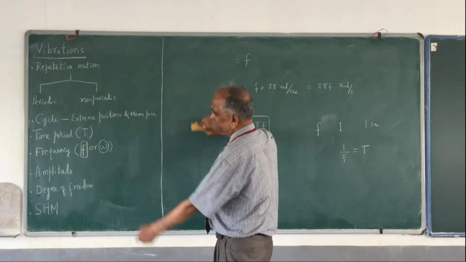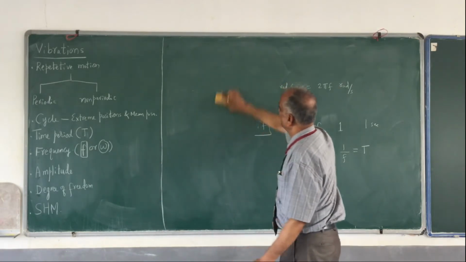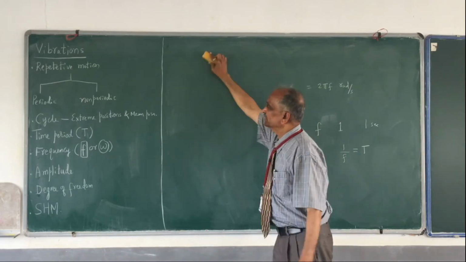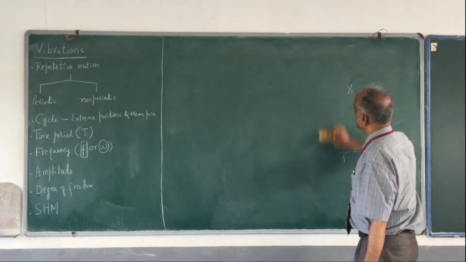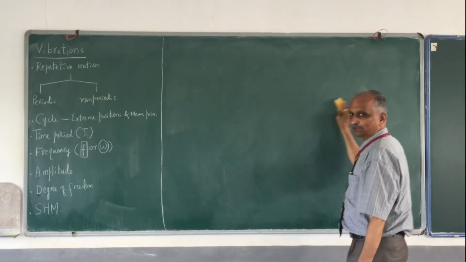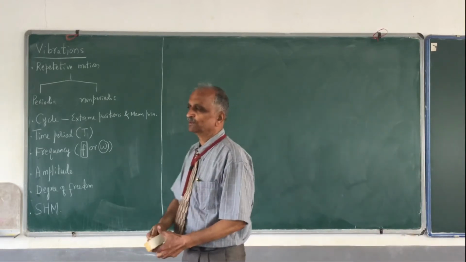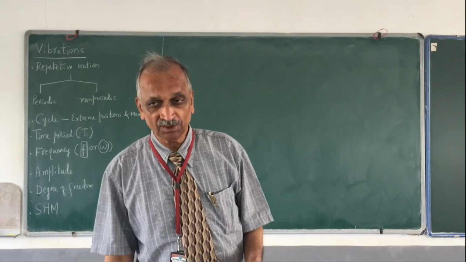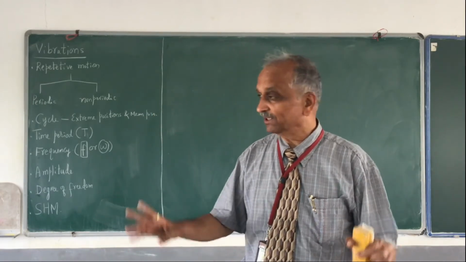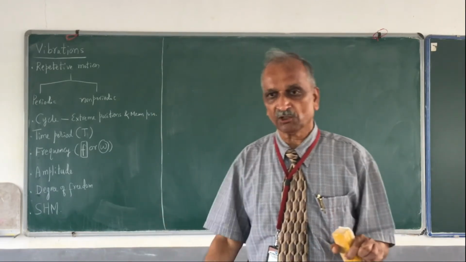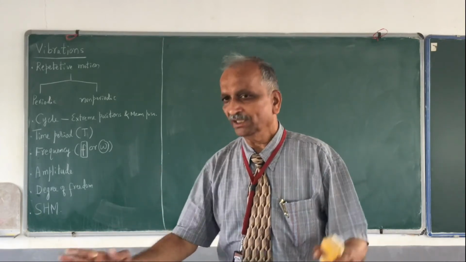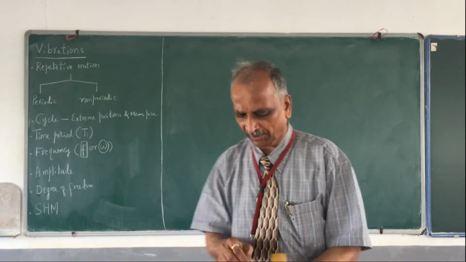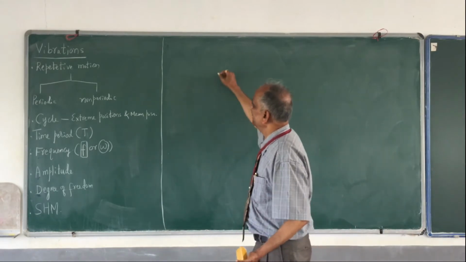Then I have something called amplitude. Amplitude is nothing but the maximum displacement from the mean position. The maximum displacement from the mean position on any one side is called the amplitude. Remember, amplitude is never negative. Amplitude is always positive, though you measure the displacement on the negative side. I hope you understand what I mean by that.